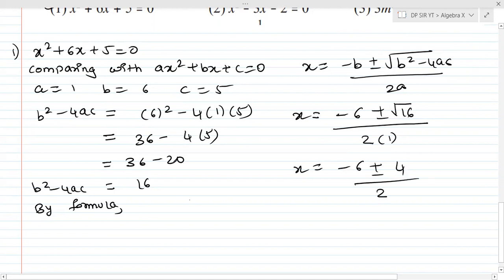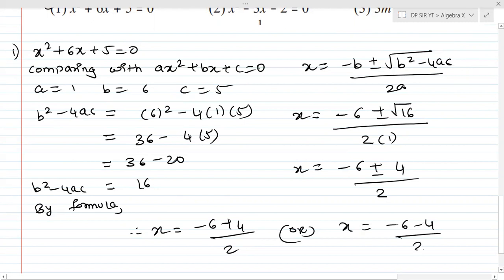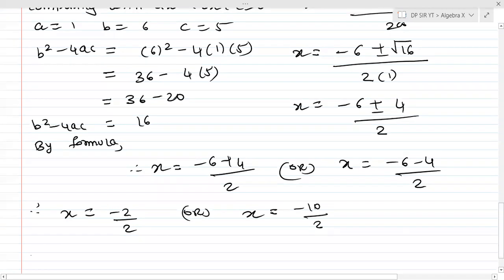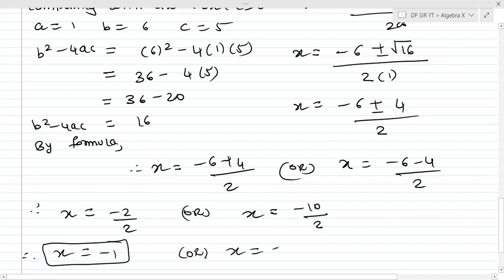Once you arrive here, there are going to be two parts of your question, that is x is equal to minus 6 plus 4 upon 2, or x is equal to minus 6 minus 4 upon 2. Therefore, x is equal to minus 6 plus 4 is minus 2 upon 2, and x is equal to minus 6 minus 4 is minus 10 upon 2. You can reduce it, students. Therefore, x is equal to minus 1, or x is equal to minus 5.